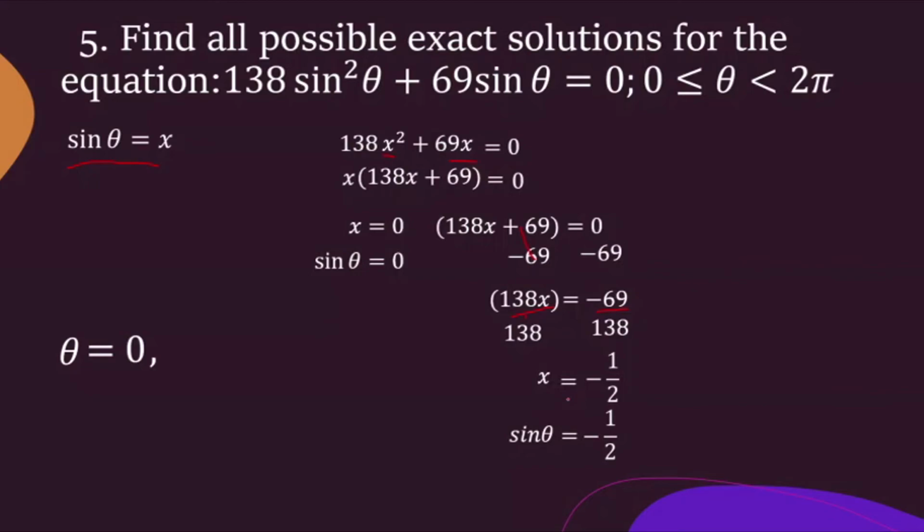In this case, you have 0 and pi, where sine theta equals 0. And then for this one, you have 7 pi over 6 and 11 pi over 6. So in this case, you have 4 solutions.